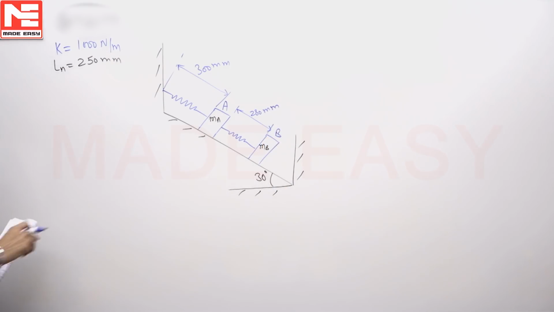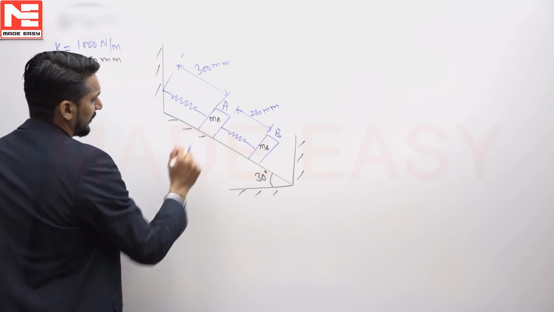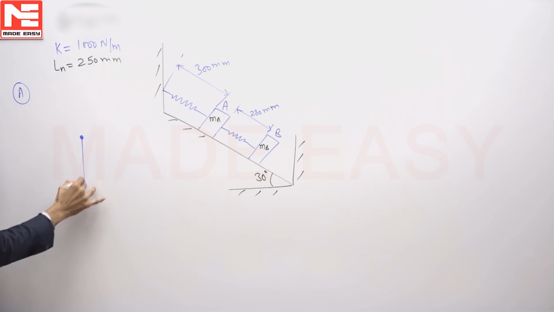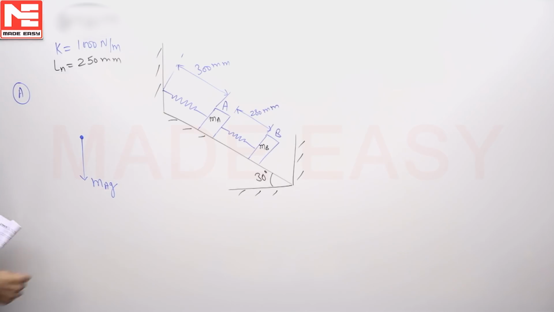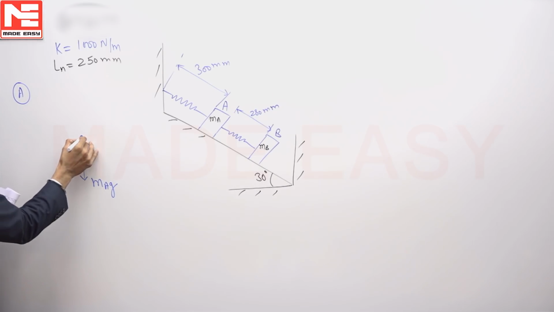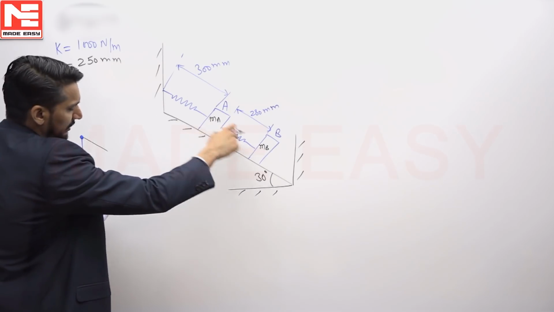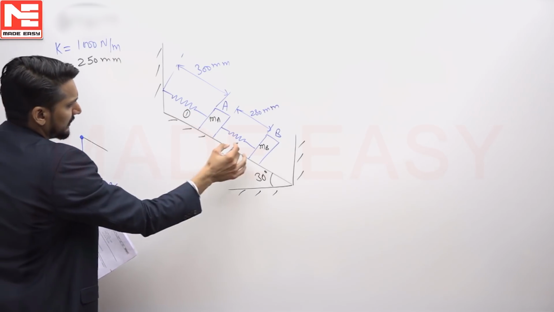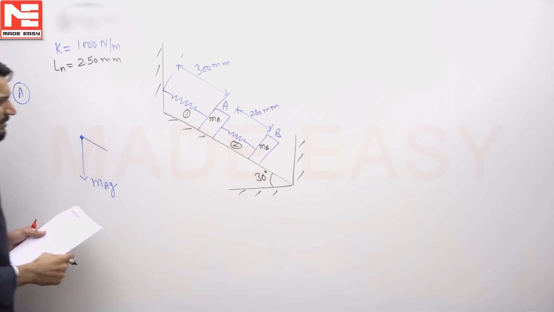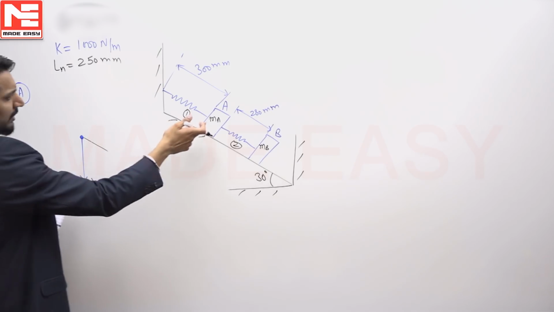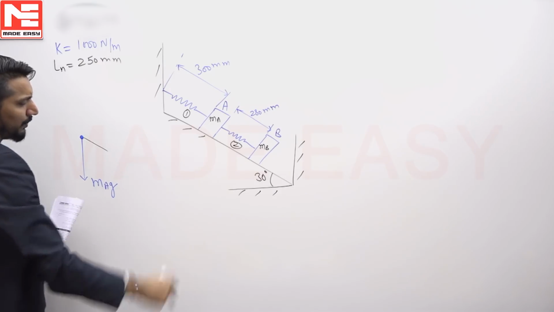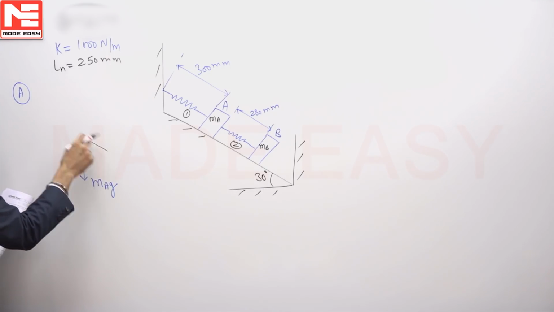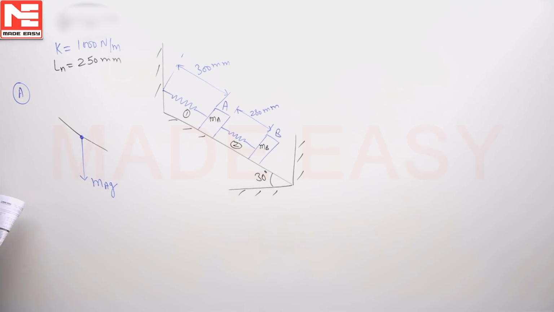First I need to consider the free body diagram of block A. Of course there will be one force, that is MAg. Apart from MAg there is going to be one force along the spring. We call this the first spring and this the second spring, because we are going to see the forces on A because of spring 1 and spring 2, and the forces will be different because the extension is different in both the springs. This is the force offered by spring 2 and this is the force offered by spring 1.